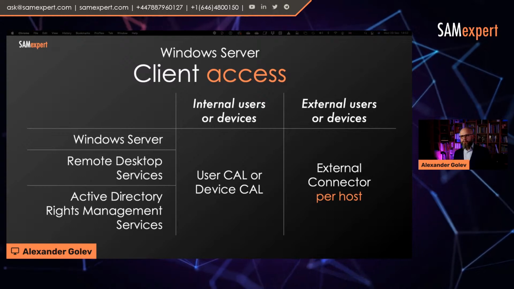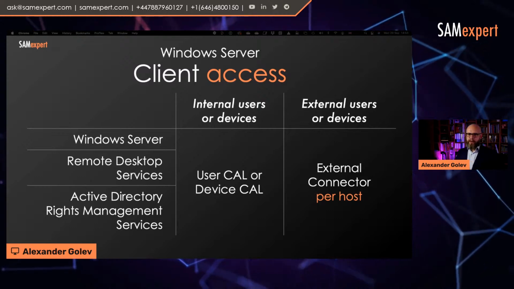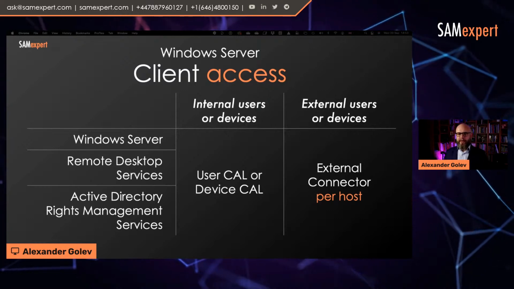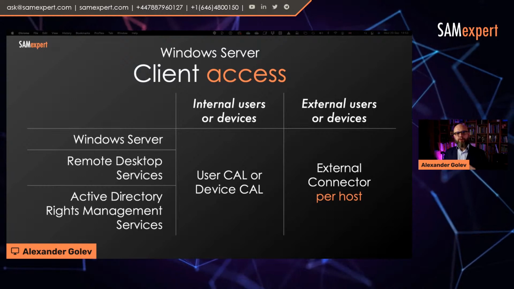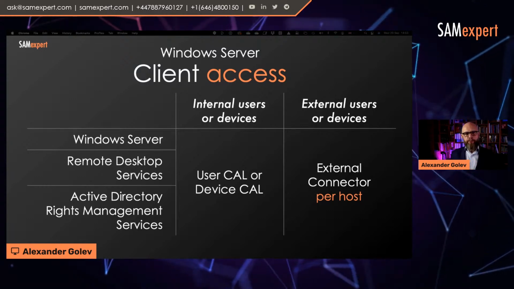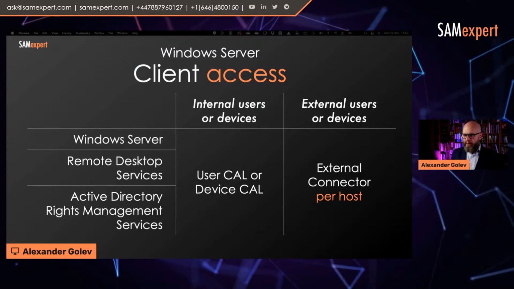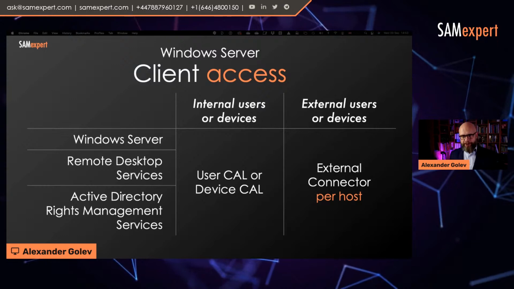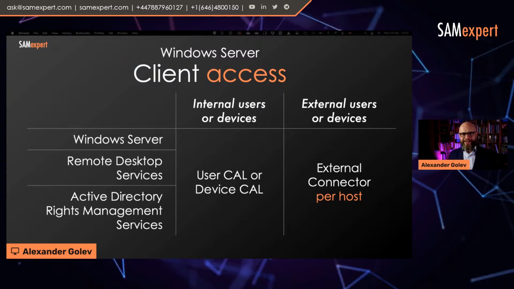But Microsoft and auditors would look at that very skeptically. How do you calculate your internet users? How do you calculate the number of customers that are connecting? If you can't do that in a provable way, in a way where you can prove that your calculation is correct, Microsoft recommends using a different license, which is called external connector.